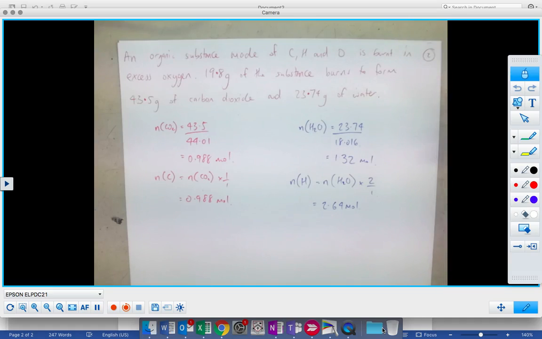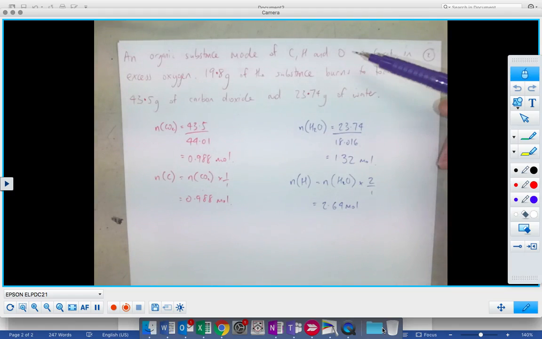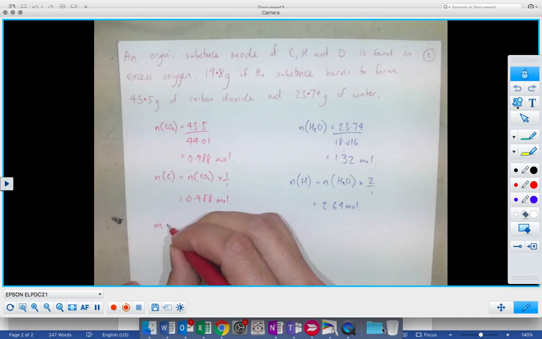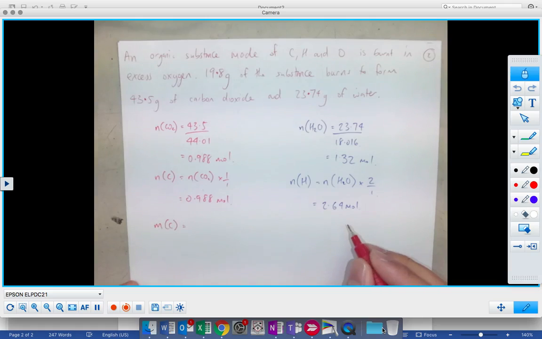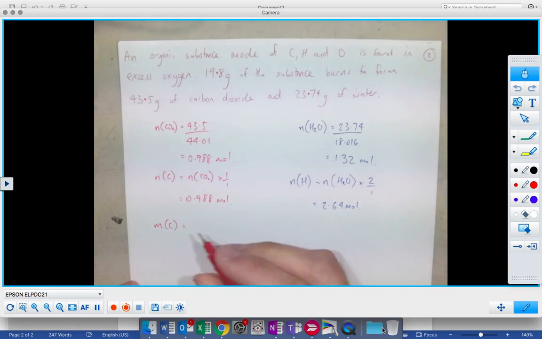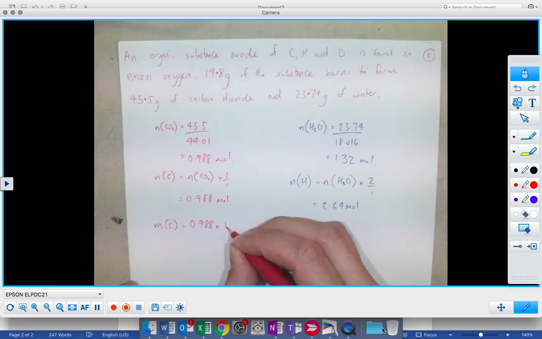Now, we've worked out the carbon, we've worked out the hydrogen, but we now need to work out the oxygen. Now remember, the oxygen in the carbon dioxide and the water could have come from the organic substance or the excess oxygen that we burnt it in. So we need to work it out by mass substitution. So we need to work out the mass of carbon and the mass of hydrogen. The mass of carbon will be equal to 0.988 times 12.01.